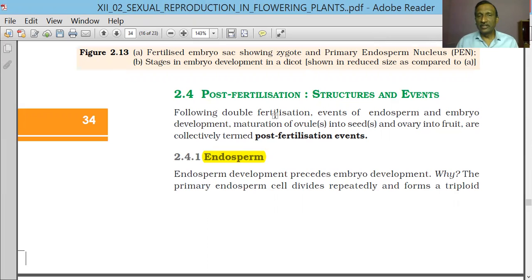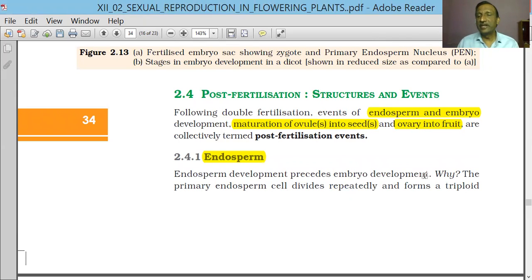So what events are there? The events of endosperm and embryo development, and the maturation of ovule into seed and ovary into fruit. These are the things which take place, and they are collectively known as post-fertilization events. So first we'll study endosperm.